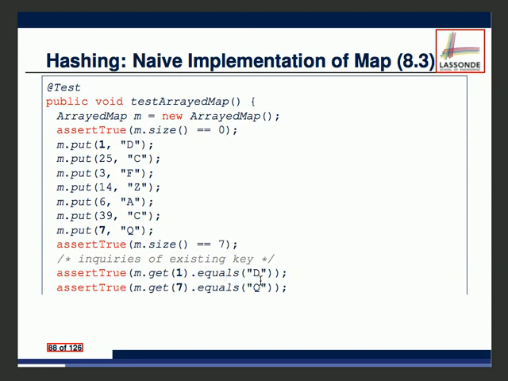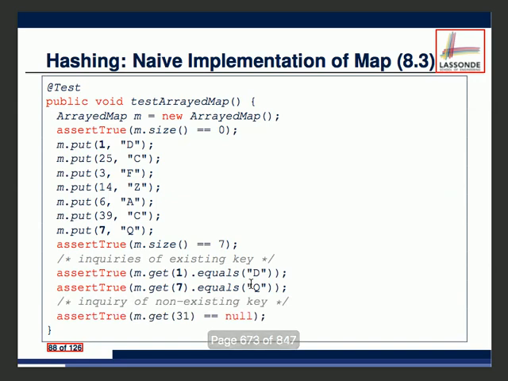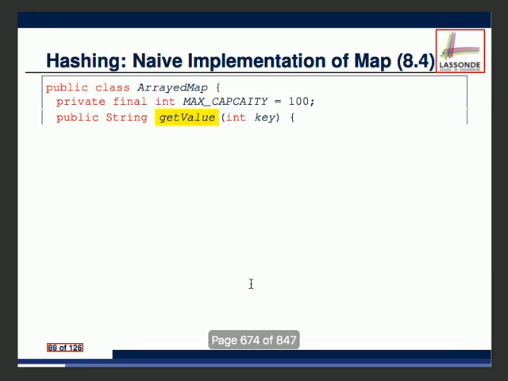Are we following? Similarly, if I pass 7, that should give me q. On the other hand, if I give some non-existing key, that will give me null, because 31 is not there. Good? Now, let's see how we can implement this get value method. Once we understand the code, we will get to the critical issue, why it is not so ideal. The get value here is going to take some integer key and return the associated string value.